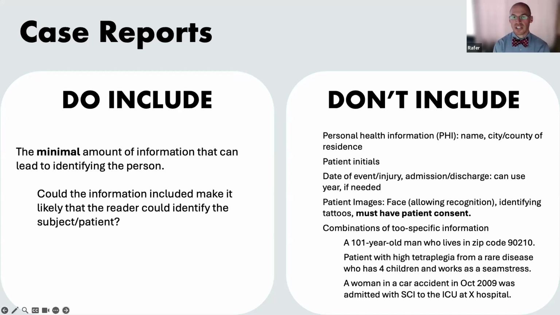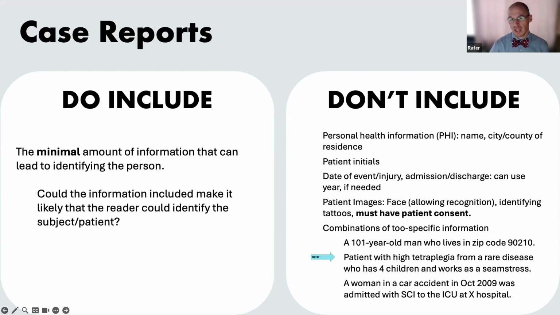One more point of consideration is that it's possible to include combinations of different pieces of information that end up being too specific, because it can lead to possible identification of the person, the subject of your case report. So here are 3 examples. One is a 101-year-old man who lives in zip code 90210, which is Beverly Hills. Well, the zip code is already too specific, and in the combination of that with a 100-year-old man, in which there are not very many of them, that could lead to potentially identifying the person who's the subject of your case report.